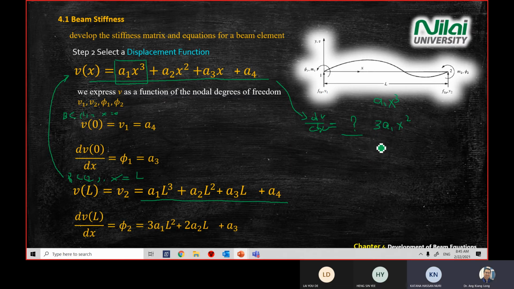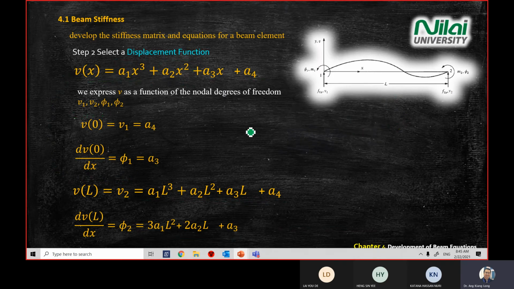Correct. So that's why. Then after that you continue with the second one. Differentiate this one, you get 2a2x. Correct. Then this one, if you differentiate with x, you get a3. So you substitute the boundary condition L, and you get this equation.